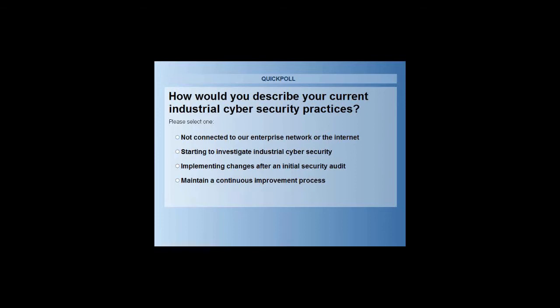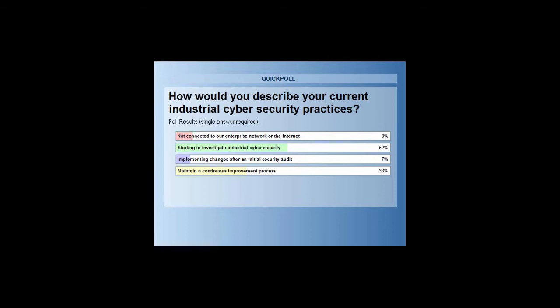Please take a couple of seconds to just choose the answer that most fits your situation. We're really interested to see where people are in the life cycle of cybersecurity in their industrial control systems. All right.